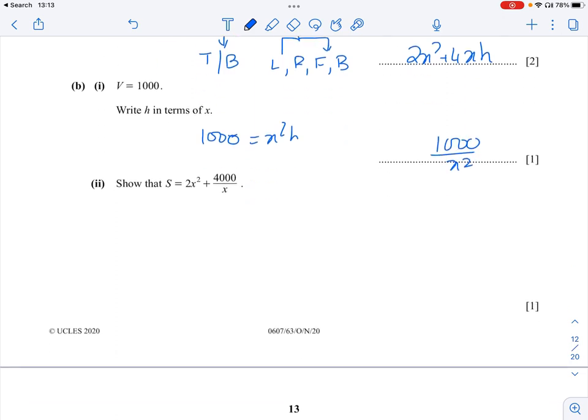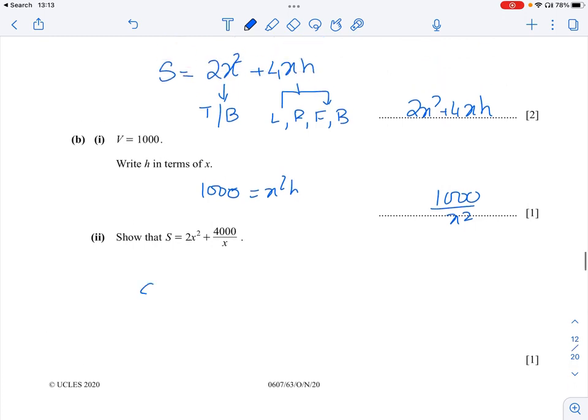Show that S is equal to 2x square plus 4000 upon x. So S is equal to nothing but what? 2x square plus 4x times h. h is nothing but what?